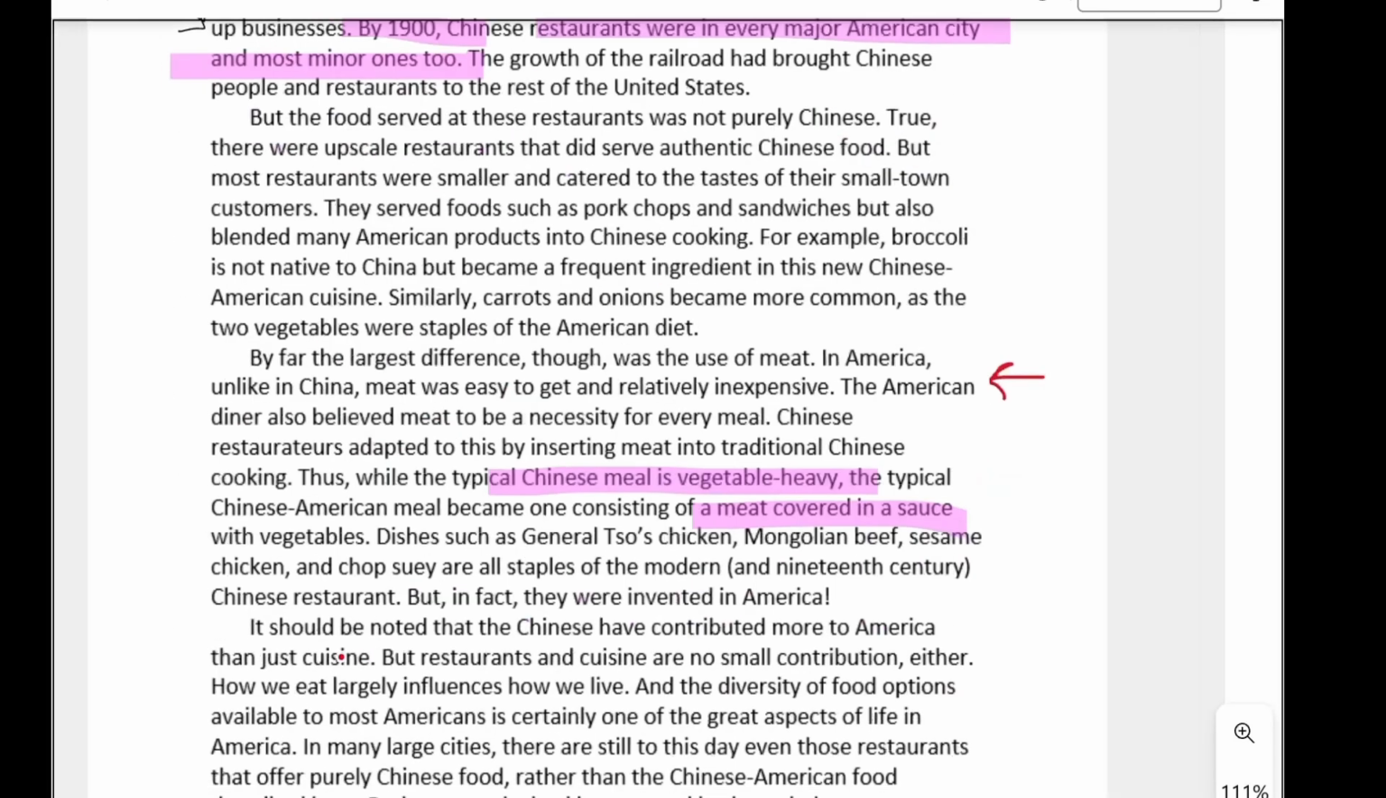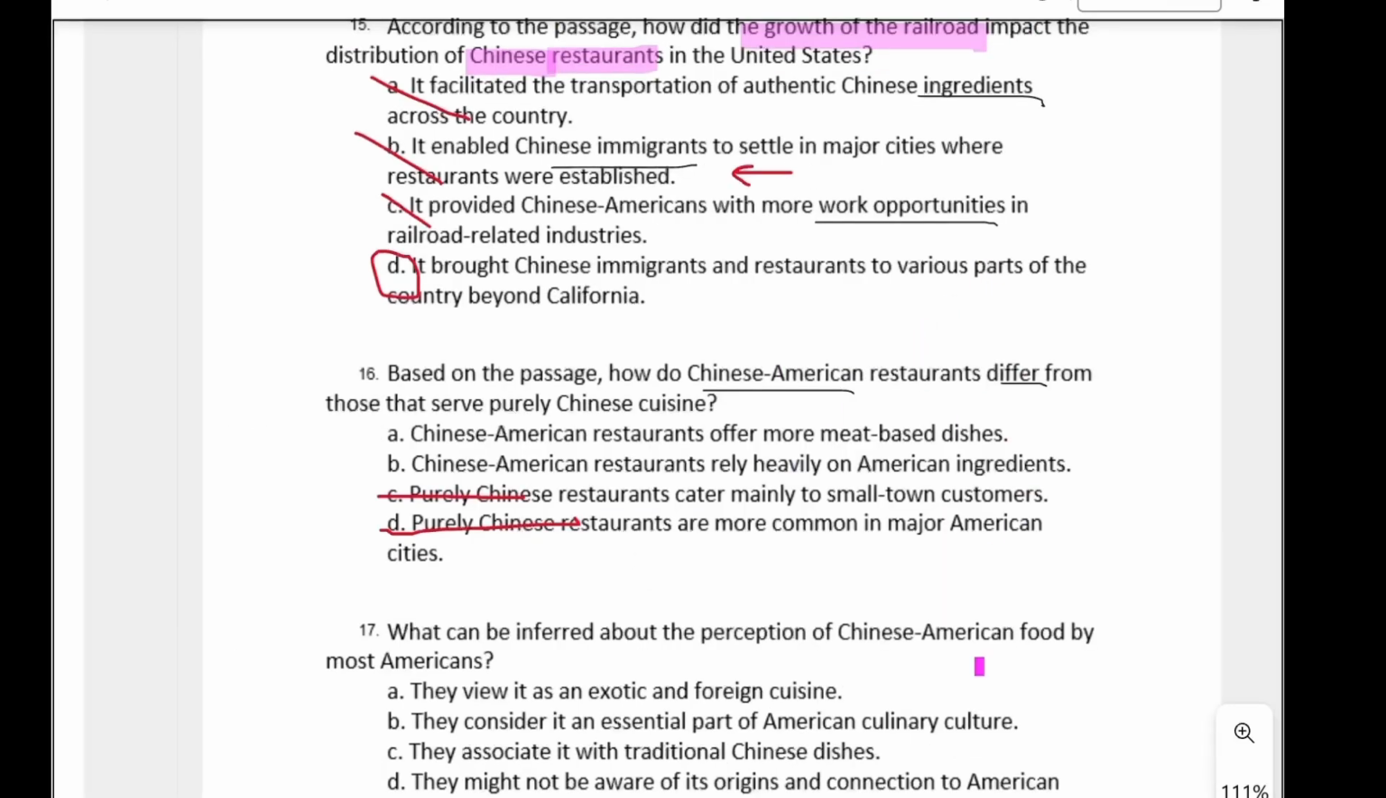The text focuses a lot on the use of meat in these dishes because America had a lot of meat to offer. It doesn't say that it relied heavily anywhere because if you see here, Chinese American meals consisting of a meat covered in a sauce with vegetables. So they haven't really changed the ingredients. It's just the fact that these ingredients are incorporated with meat. So it's not really fair to say that these meals rely heavily on American ingredients. Therefore, we can cross out B and leave A as our right answer.